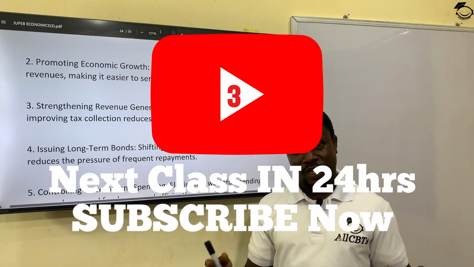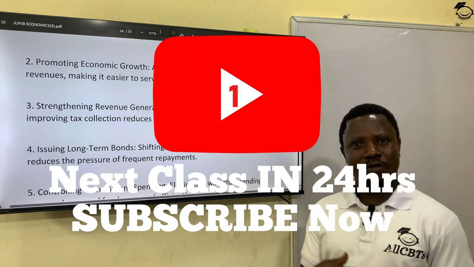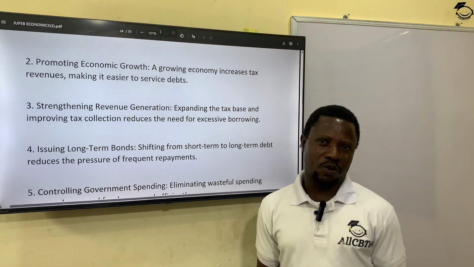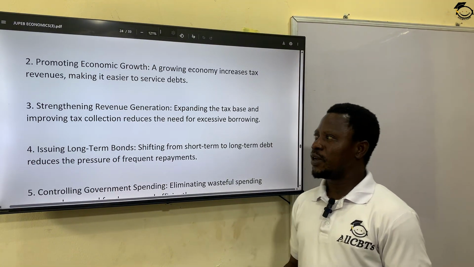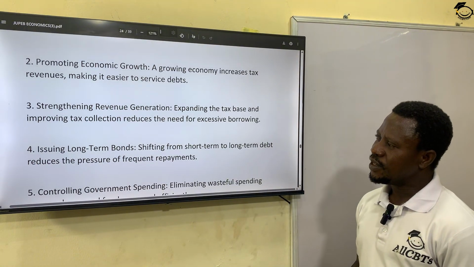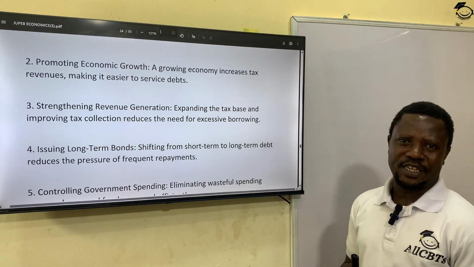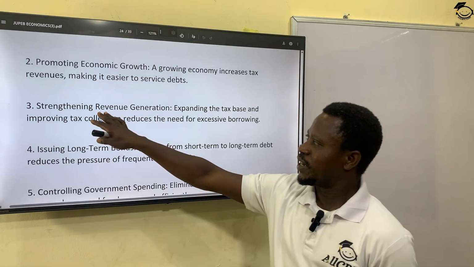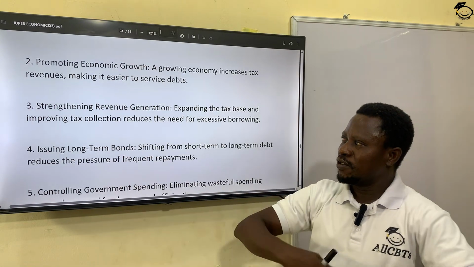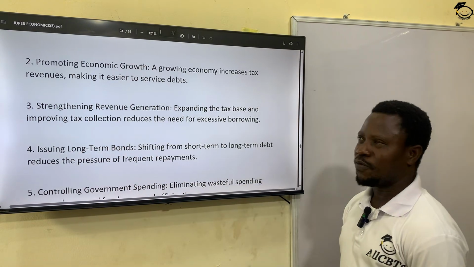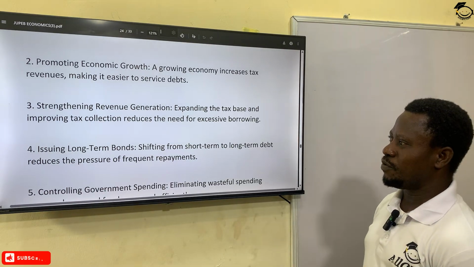Now we even have multiple taxes, okay? And as they're making more money, they're hoping that the economy will grow. And by so doing, it will be easier for the government to pay up our debts. Another way of managing government debt is strengthening revenue generation, okay? By expanding the tax base, improving the collection of that tax, and of course, avoiding excessive borrowing.